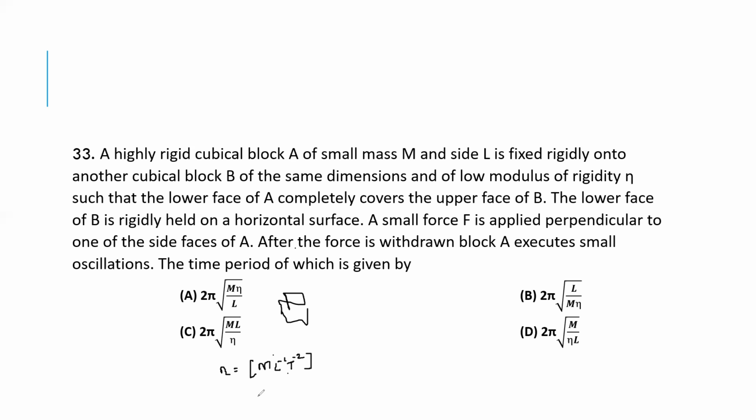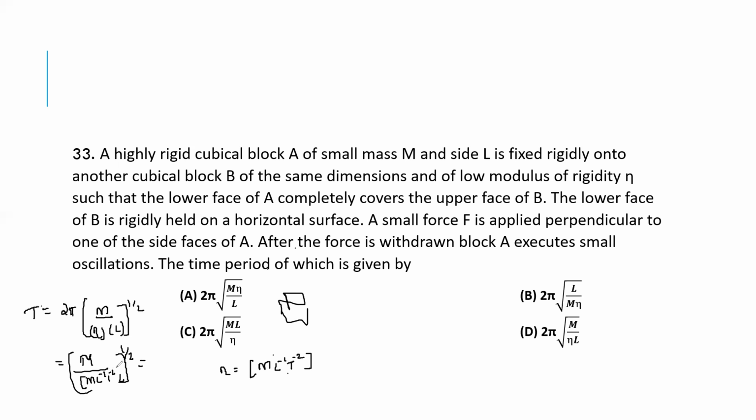So we can verify for both. I'll just take it for D. T is equal to, that is time period T is equal to 2 pi root of m divided by eta into L, to the power of 1 by 2, as it is in a square root. Okay, this is equal to m divided by eta's dimensional formula, it is written M L raised to minus 1 T raised to minus 2, and here it is L because L is also there, to the power of 1 by 2.